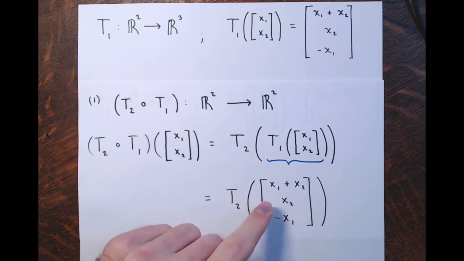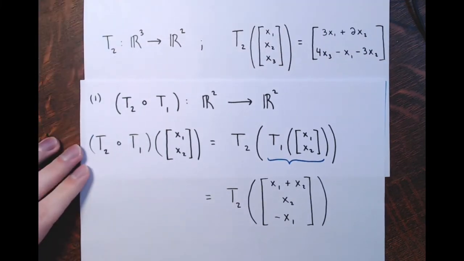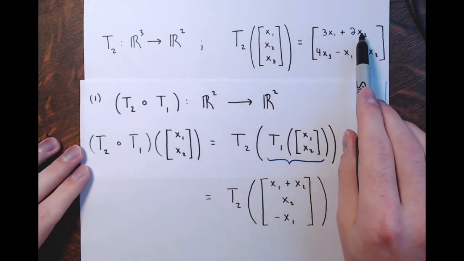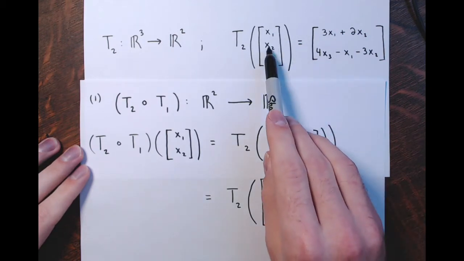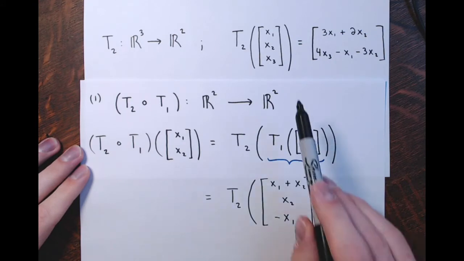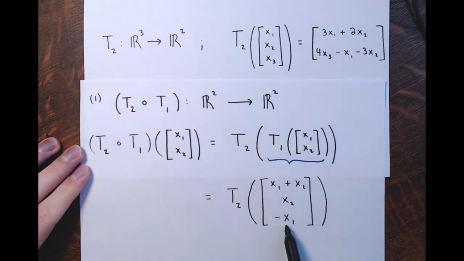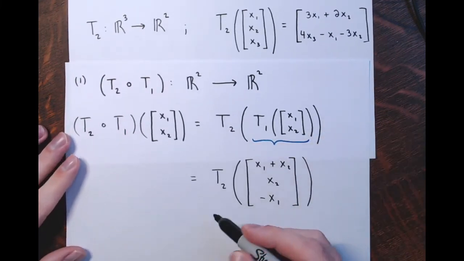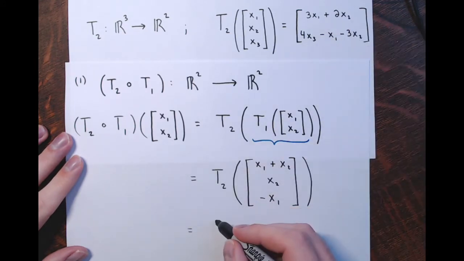And now I'm going to apply T2 to this vector here. And what was T2? Right, T2 was this transformation. But instead of x1, I'm going to replace all the x1s in this with the quantity x1 plus x2. And x2 is still x2. And then all the x3s up here, I'm going to replace with the opposite of x1, this minus x1. So in applying T2, we get the following, right? Again, it takes a vector with 3 components and outputs a vector with 2 components.